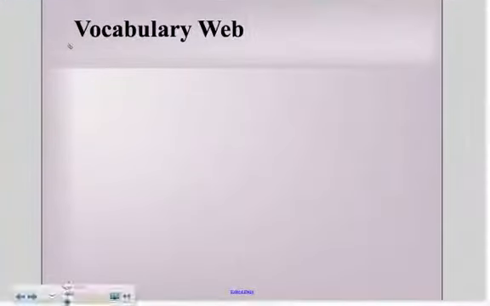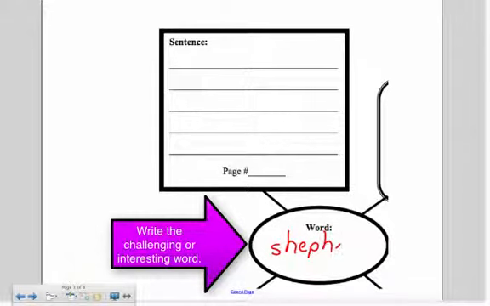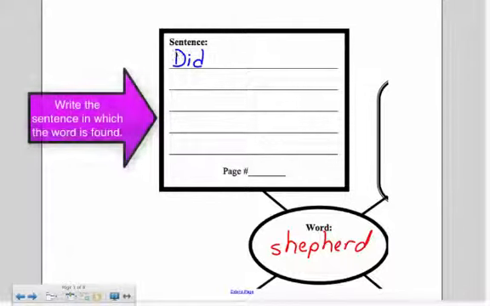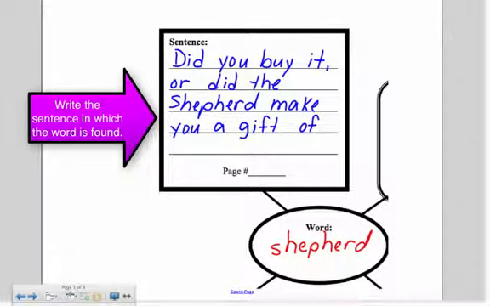So to begin, in the classroom we read one of Aesop's fables, The Wolf and the Lion. And within that text there was an interesting word that we noticed, and the word was shepherd. It was found within a sentence, and the sentence was, "Did you buy it? Or, did the shepherd make you a gift of it?" And there I see the word shepherd.